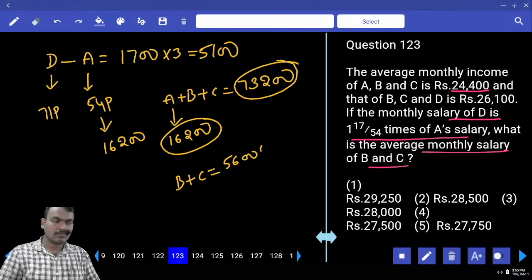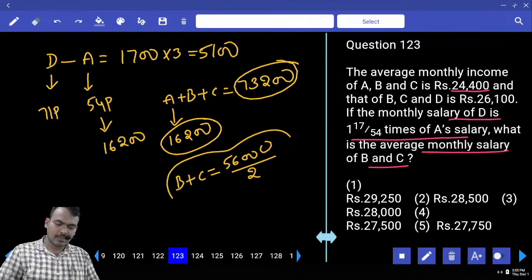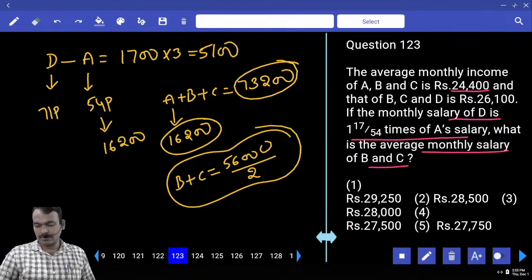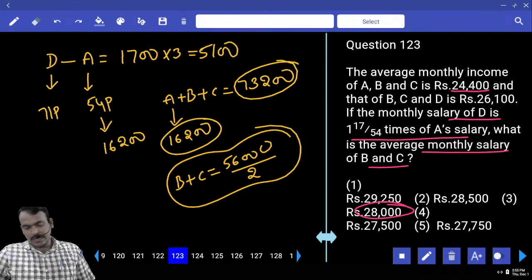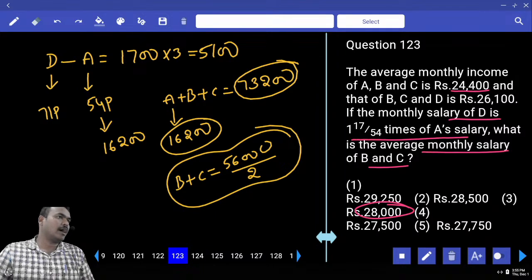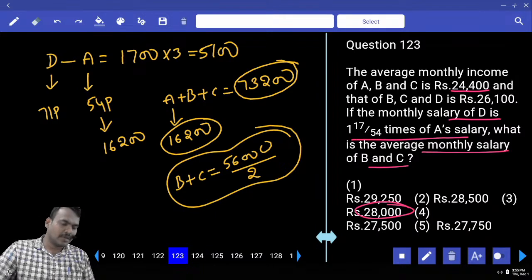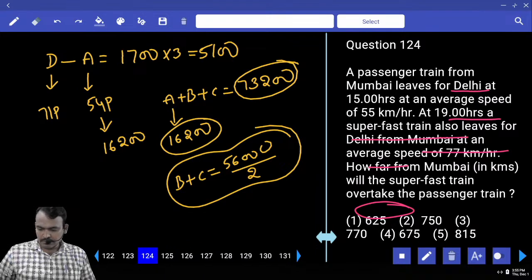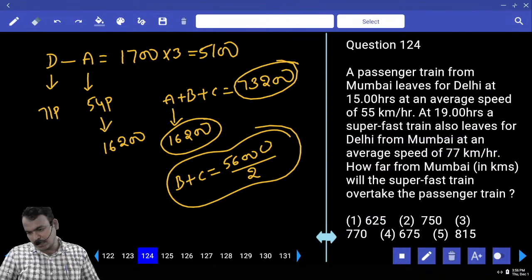56,000. Yes or no? Divide by 2, we get the average or sum? Average. What is the answer? 28,000. What is the half of the 56? 28. Next question number 124.